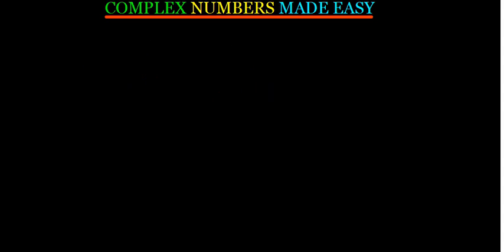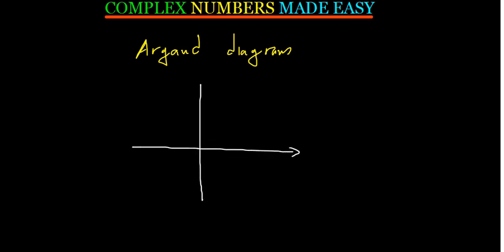Now, for complex numbers, we can represent them on an Argand diagram, just like we can represent real numbers on a Cartesian plane. An Argand diagram just shows the imaginary axis and the real axis instead of x and y. So this is the real axis, this is the imaginary axis.